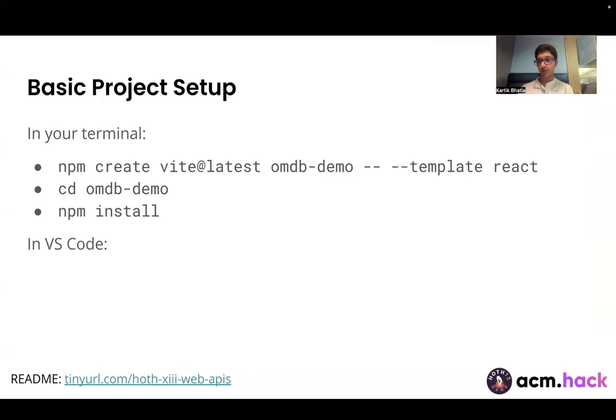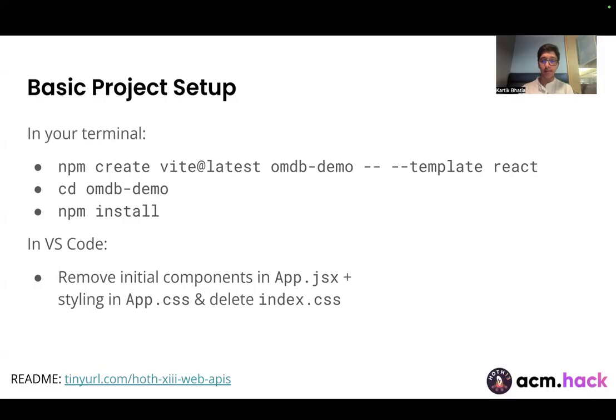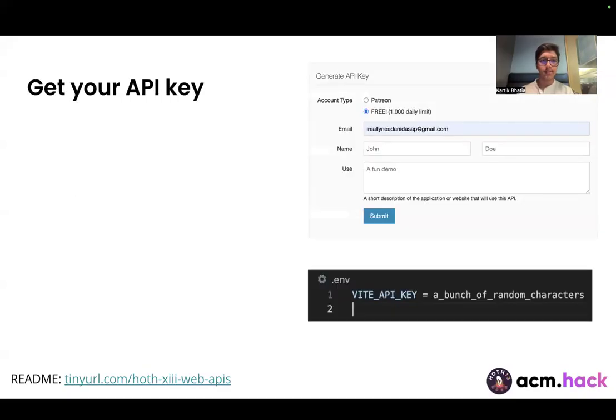Then next, you're going to want to open that folder in VS Code and just remove the initial, like you get a template, right? So you'll want to remove the code in those specific files, which is app.jsx, and the styling in app.css, and just completely remove index.css, so we don't need it for this project. I've already done that basic setup. I'll show you in a second.